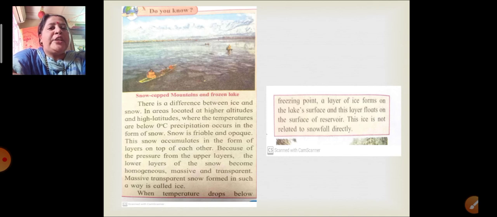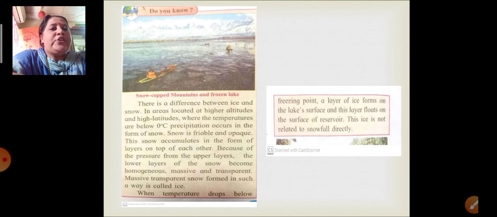Because of the pressure from the upper layers, the lower layers of the snow become homogeneous, massive and transparent. Massive transparent snow formed in such a way is called ice. So this is the difference between snow and ice.